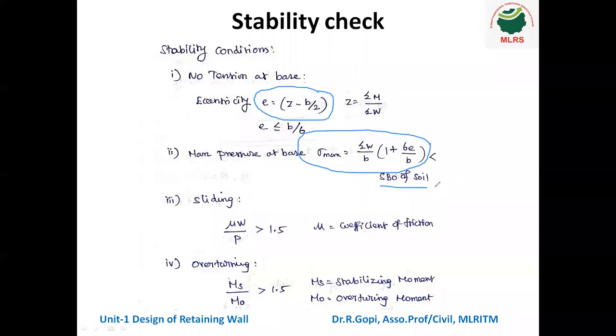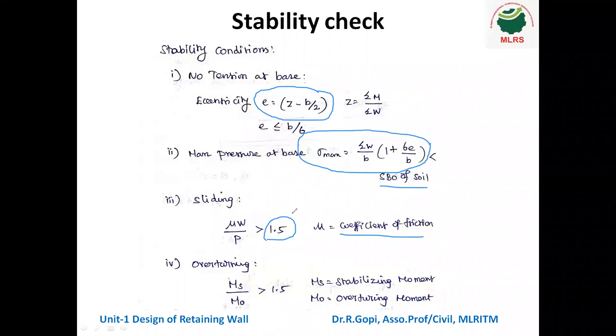Okay, next, coming to sliding. How to check for sliding? Sliding formula: mu into W divided by P. W is the weight and P is the lateral pressure. It should be greater than 1.5. What does this 1.5 mean? It is the factor of safety. Mu is equal to the coefficient of friction. This mu value also they will give in the question paper. It should be around 0.5 or 0.6 like that. It is the coefficient of friction between the concrete surface and the soil. So mu W divided by P should be greater than 1.5.